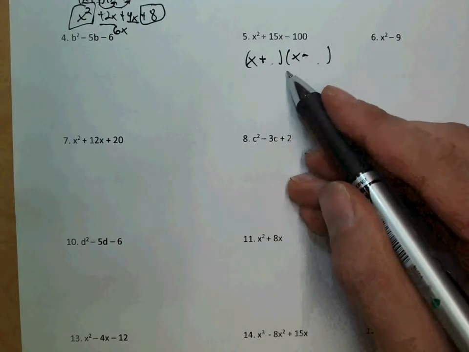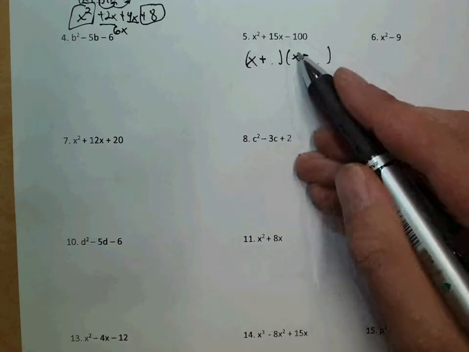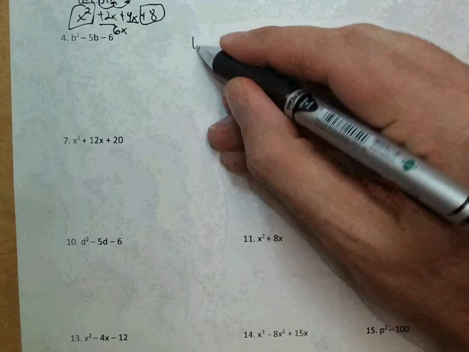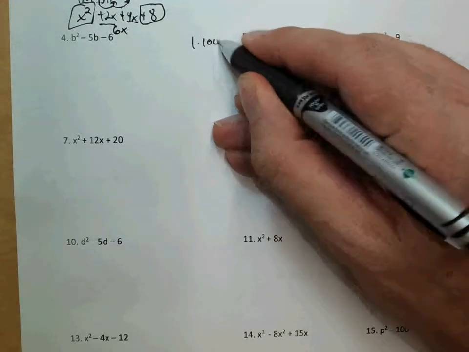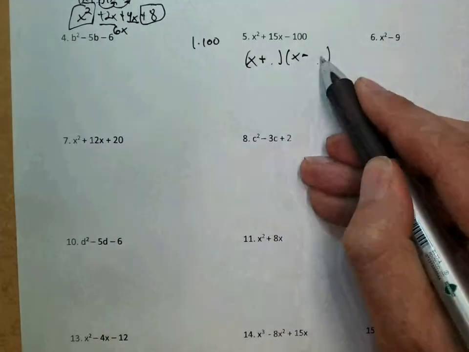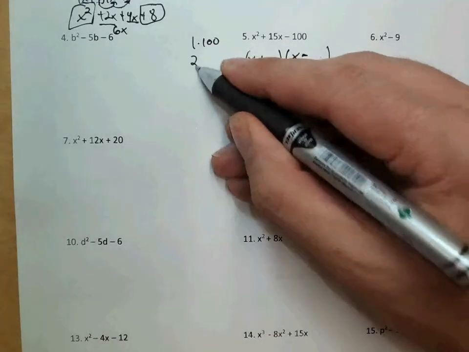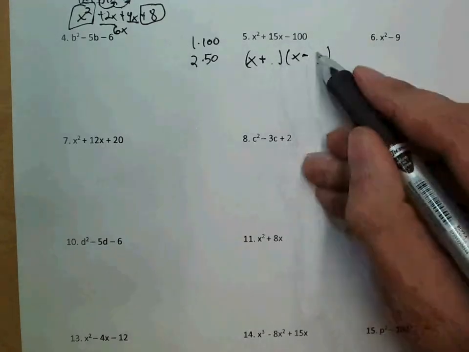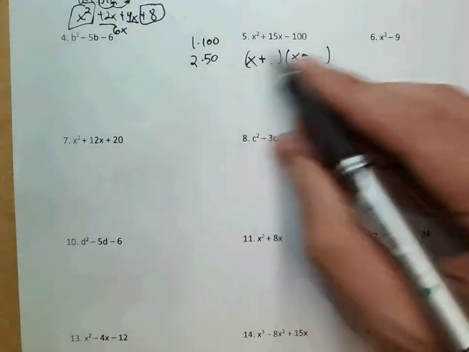If you still don't see it, then what I recommend doing is just writing out the different factors of 100. And I usually just start with 1. 1 times 100 gets you 100. But 100 minus 1 doesn't give you 15. Then I go to 2. 2 times what gives you 100? Well, 2 times 50 gives you 100. But 50 minus 2 doesn't give you 15.